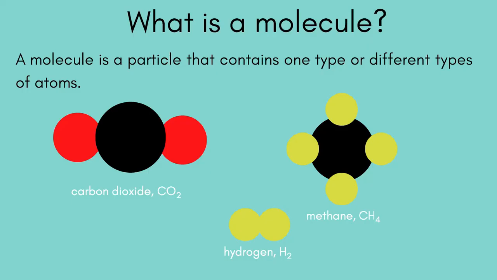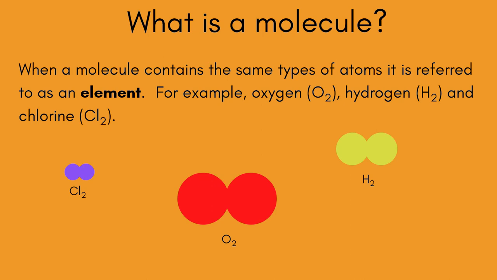A molecule is a particle that contains one type or different types of atoms. In the case of carbon dioxide, it contains both carbon and oxygen atoms. In the case of methane, it contains both carbon and hydrogen atoms. And in the case of hydrogen, it only contains hydrogen atoms. When a molecule contains the same types of atoms, it is referred to as an element. For example, oxygen, hydrogen, and chlorine.